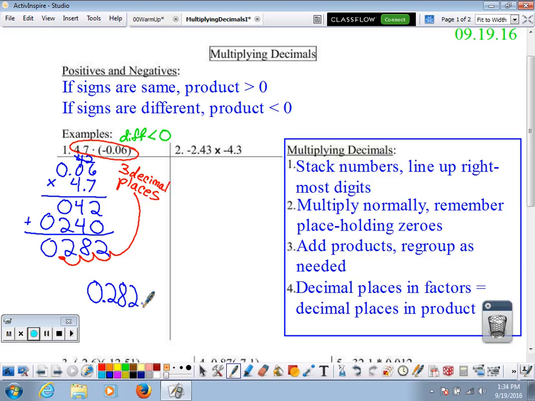Keep in mind, we said way up here, if the signs are different, which they are, our product is negative. So our final product is negative 0.282. Okay?